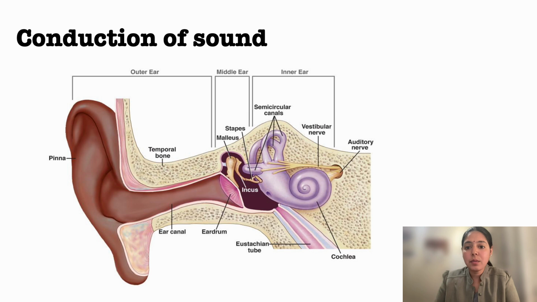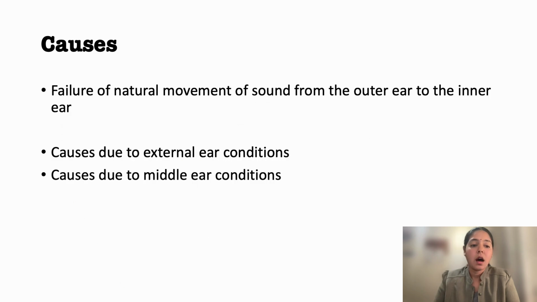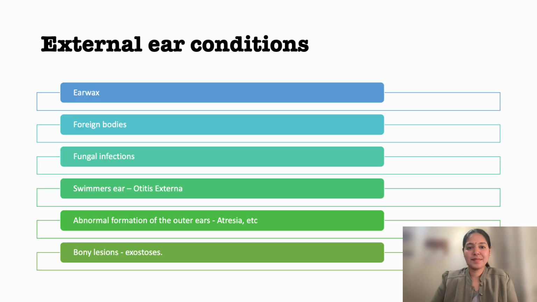In the next slide, we'll have an understanding of what is it that's actually causing this hearing loss, okay? What is it that breaks this natural movement of sound from the outer ear to the inner ear? We can see that the causes have been divided into two sections: causes due to damage to the external ear and causes due to middle ear conditions. Let's have a look and see each of these in a bit more detail.